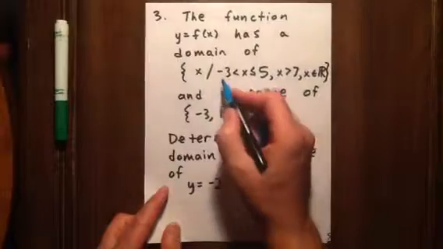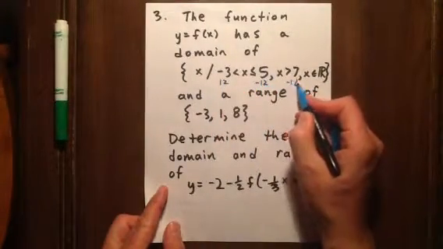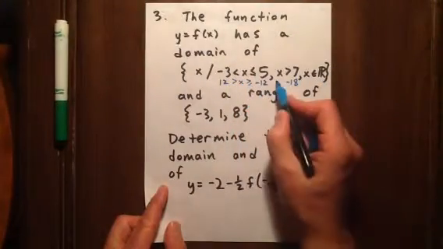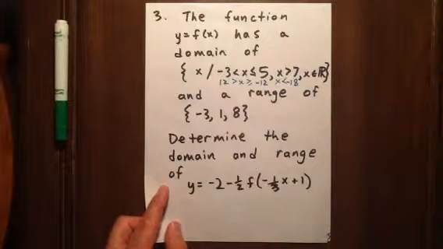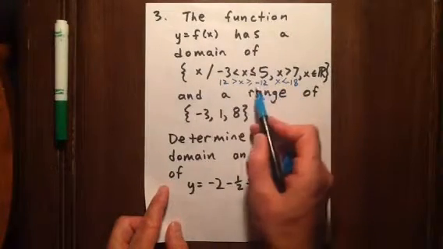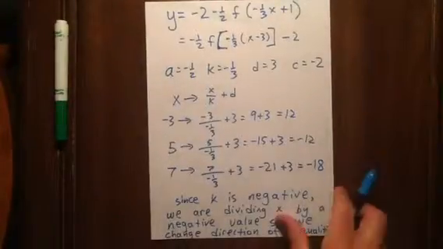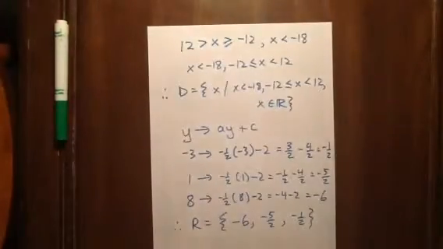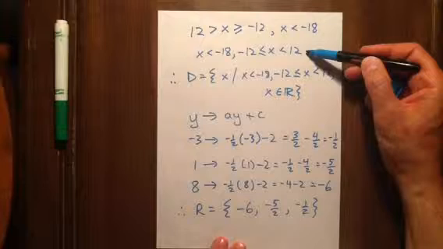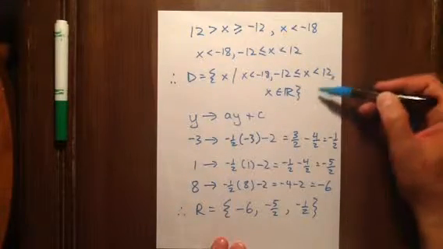So that means we have to change the direction of our inequalities. So we've got 12, negative 12, and negative 18, but changing the direction of our inequalities means we've got x is less than negative 18 and negative 12 is less than or equal to x is less than 12. And that's what we put. And of course, we put it into our appropriate set notation form.